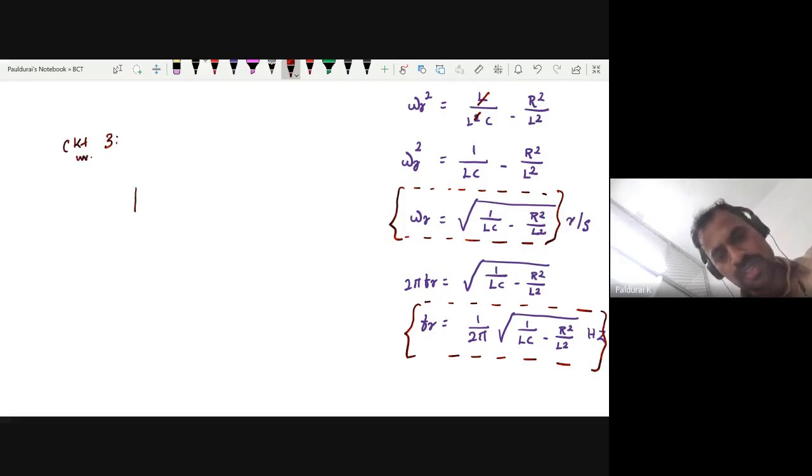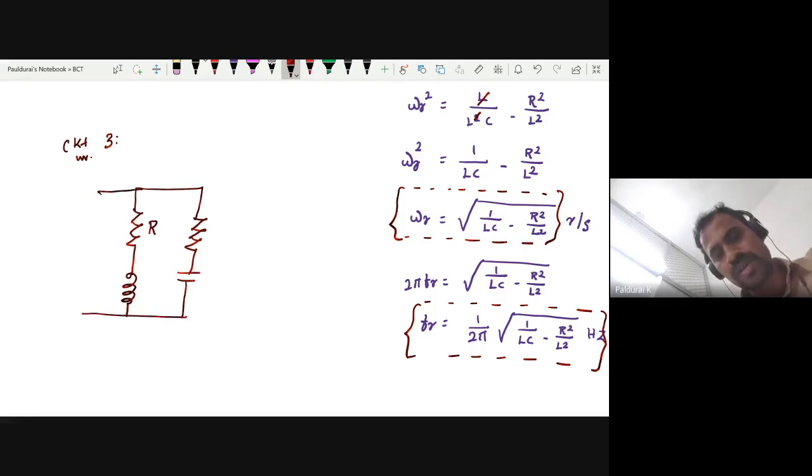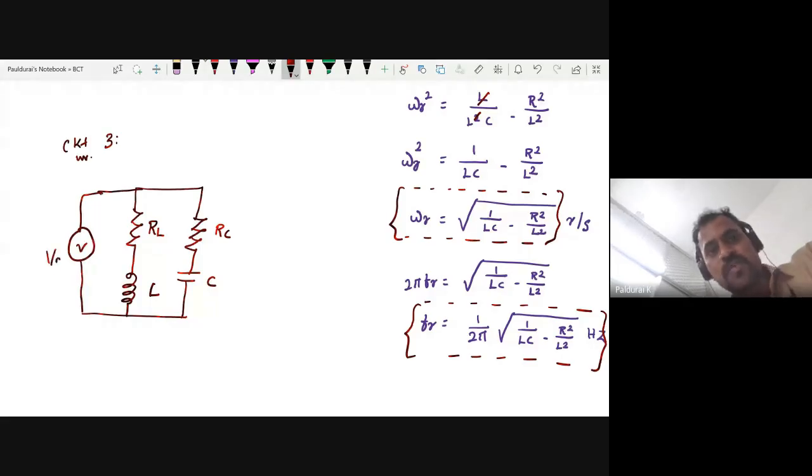Circuit 3, this time I'm having two R, one in series with the inductor, another one in series with the capacitor. Since I'm having two R, let me call this RL, this is RC, and now apply the voltage. Here, one more interesting concept. Okay, here FR, if we derive, what is the formula?